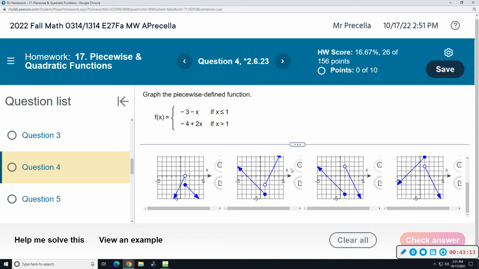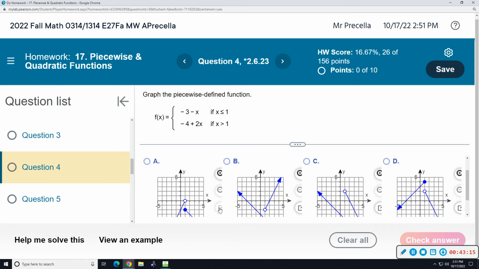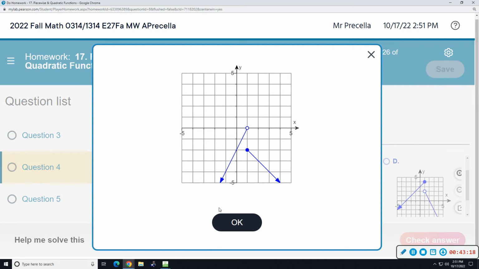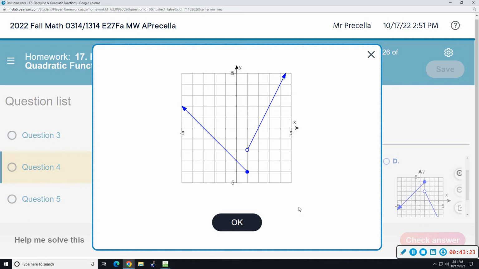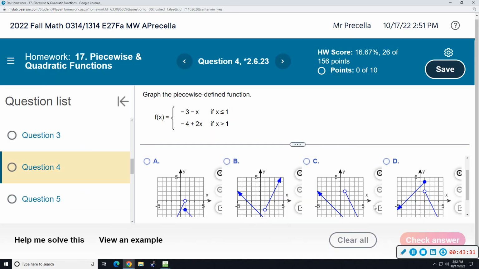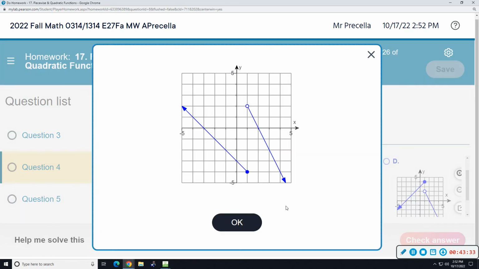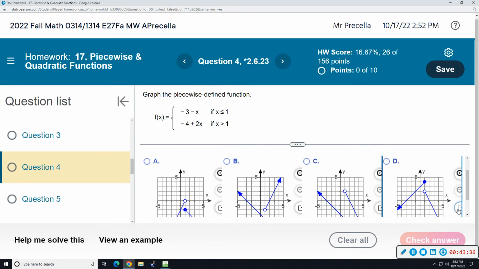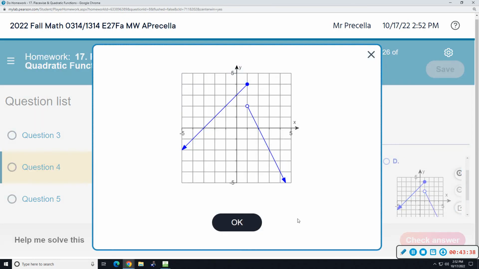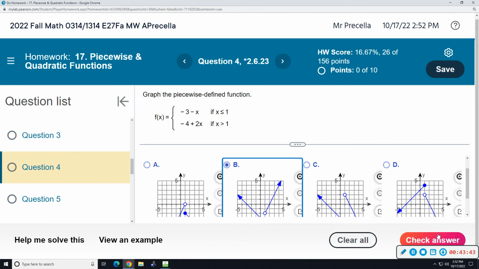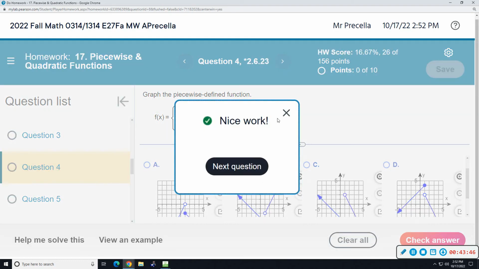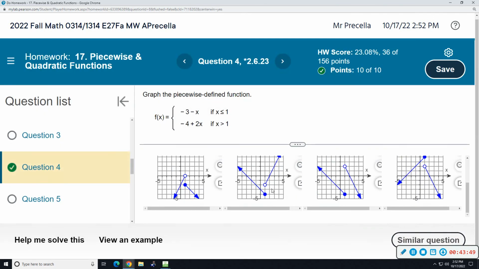Let me stop. A, no, that's not it. Is it B? That sort of looks like it, isn't it? I think it's B. Let's compare the others. C? Definitely not. I agree. D? So response B. Any questions there?